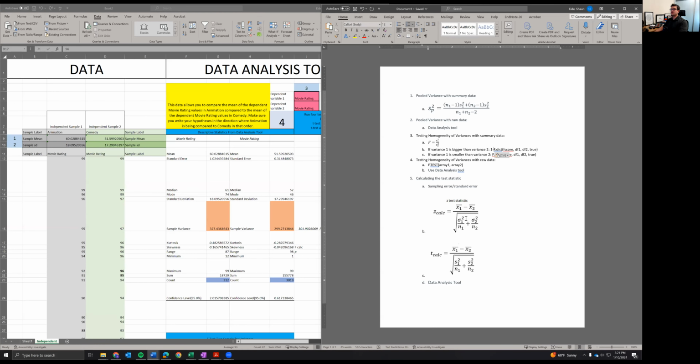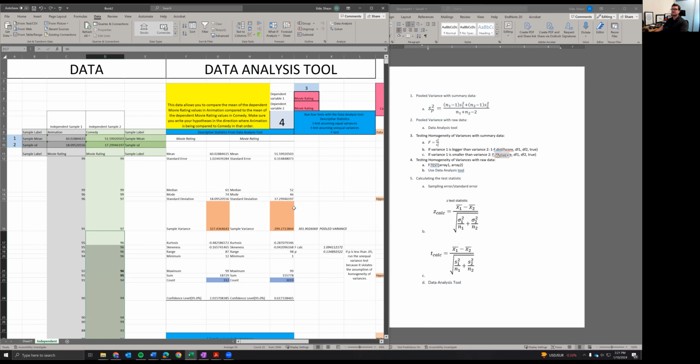Now we need to calculate the test statistic. Okay. And the way that we calculate the test statistic, just like we've been doing, you take the sampling error divided by the standard error, except it's slightly different now. Okay. And you can do this with summary data. So we take the mean of sample one minus the mean of sample two divided by the standard error, or in this case, the pooled standard error.